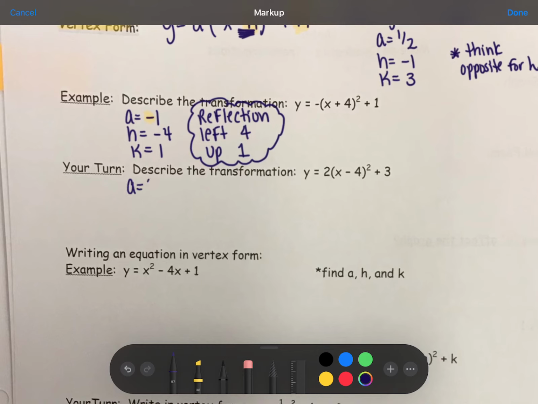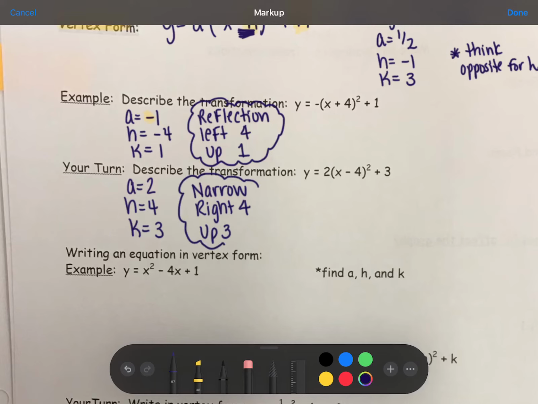So for a, I got 2. H, I got regular 4. Think opposite on your H. K, it is what it is. So an a value of 2 makes this thing narrow or stretched vertically. 4 is positive, so we're going to go right 4. And K is positive, so we're going up 3. So how did you do? Did you get it right? So just make sure you study and you know those a values. If a is a fraction less than 1, then it's going to be wider. If it's a whole number greater than 1, or any kind of number greater than 1, then it's going to be narrow.